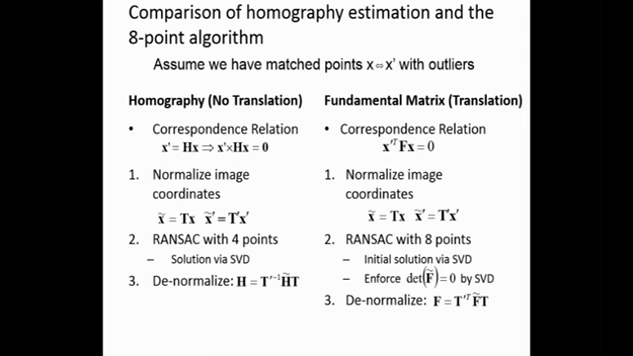I go through the same process and normalize the image coordinates. Then I do RANSAC with 8 points. I get an initial solution with SVD. And then I enforce the constraint that the determinant of F must be 0, again using SVD, as I showed in the last slide. And then I denormalize, again just substituting T x and T prime x prime for x tilde and x tilde prime. It's a very similar process.